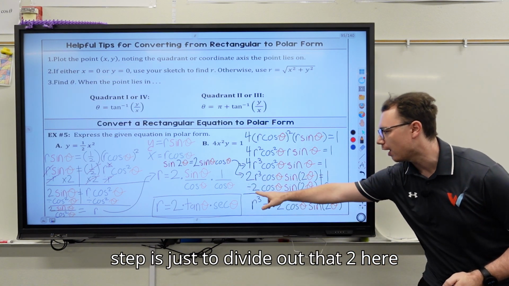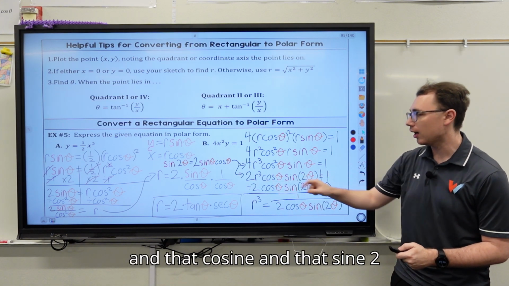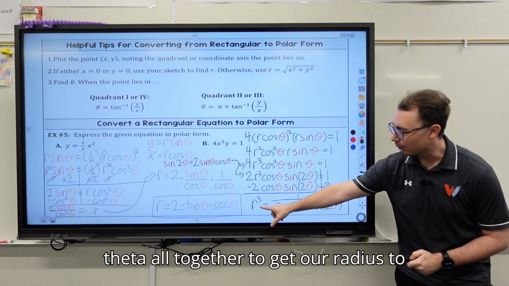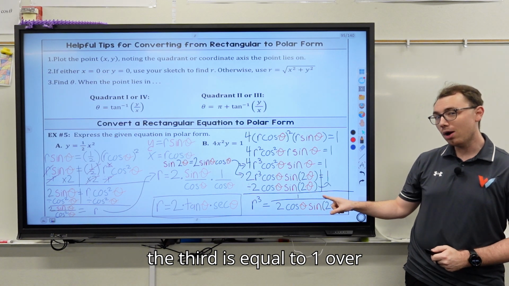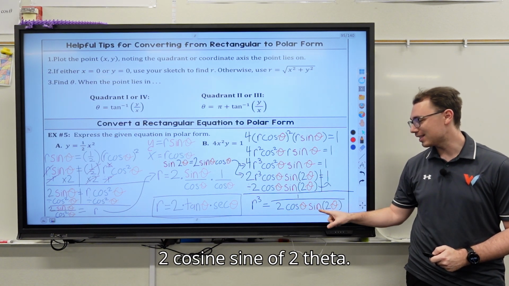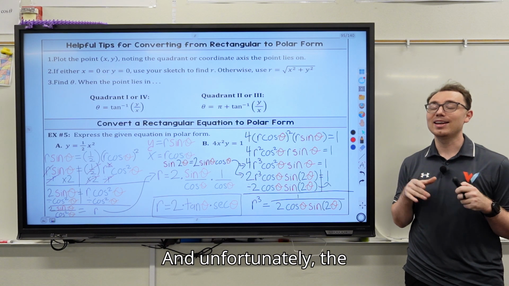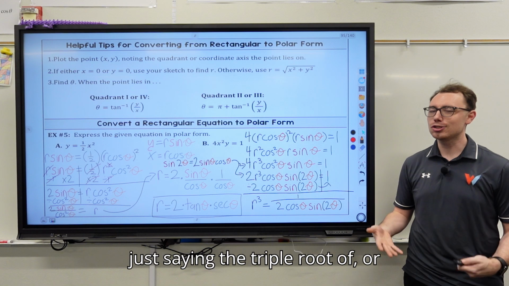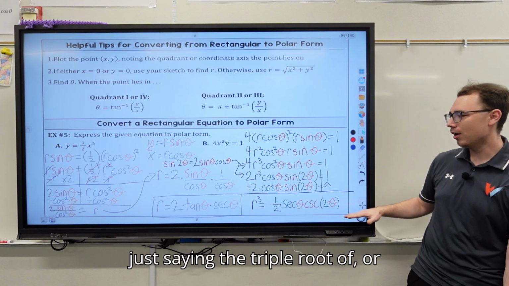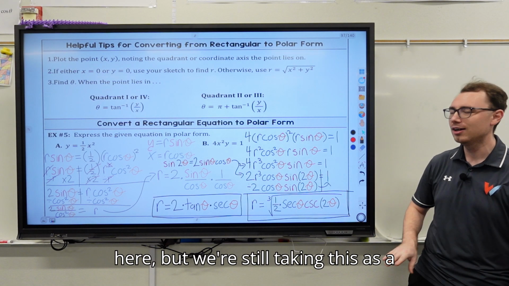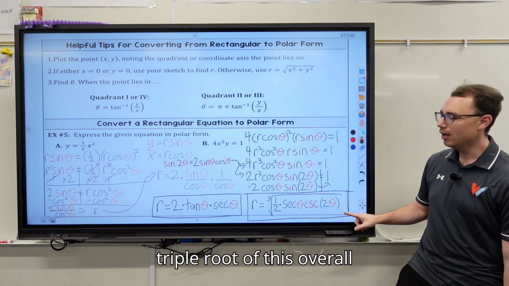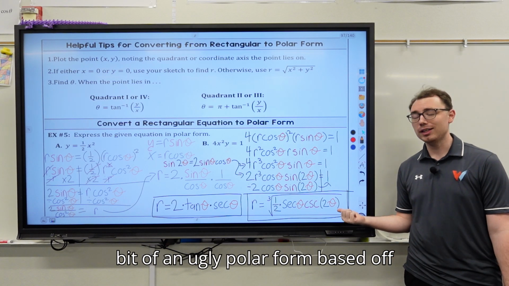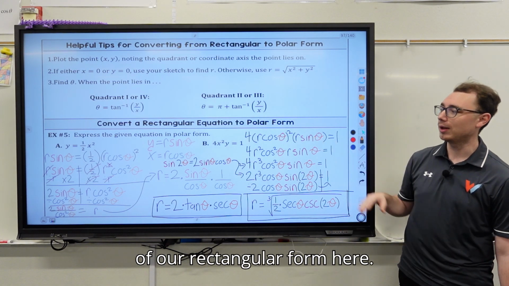Our next step is just to divide out that 2 here, and that cosine, and that sine 2 theta all together to get our radius to the third is equal to 1 over 2 cosine sine of 2 theta. And unfortunately, the simplest form for part B is just saying the triple root of, or we can take this as a secant and cosecant here, but we're still taking this as a triple root of this overall equation here. Sometimes we just get a bit of an ugly polar form based off of our rectangular form here.